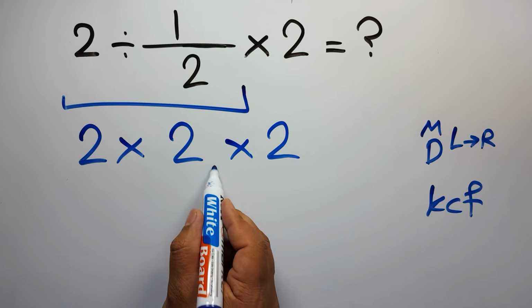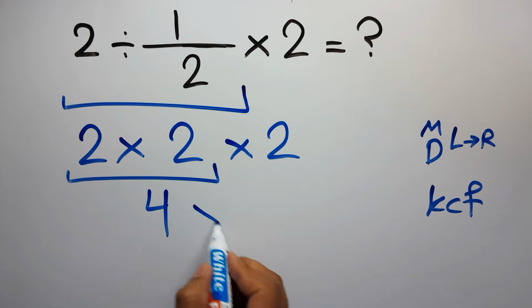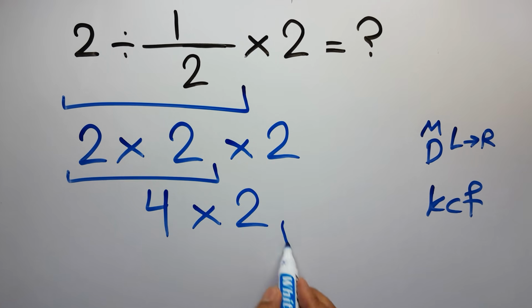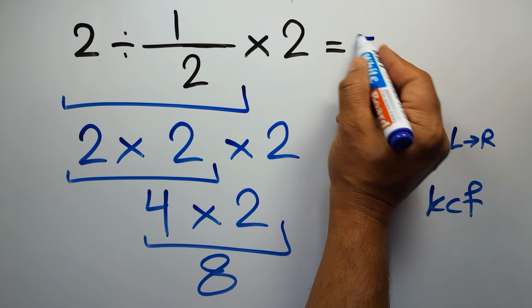2 times 2 gives us 4. So we have 4 times 2, which equals 8. And this is our final answer to this problem. The correct answer is 8.